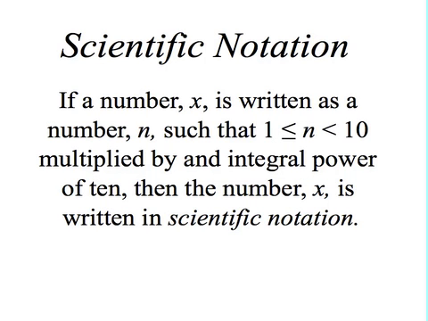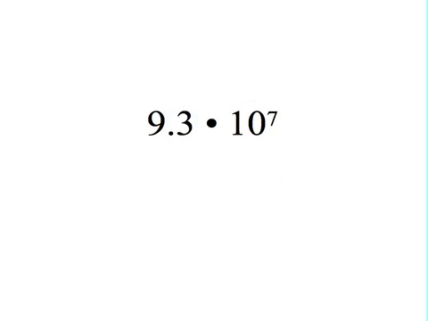When a number is written as another number greater than or equal to 1 but less than 10 times an integral power of 10, that number is said to be written in scientific notation. And here's an example: 9.3 times 10 to the 7th.